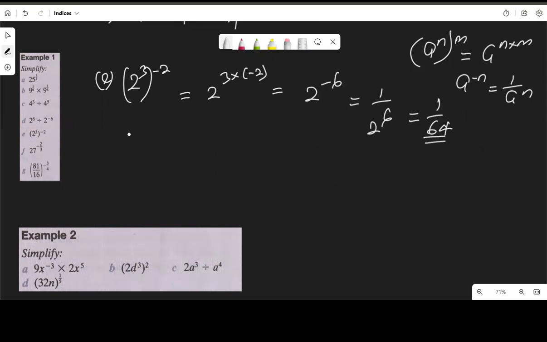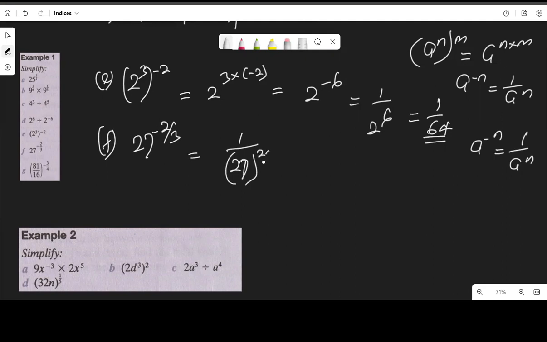And question F, we have 27 to the power of negative 2 over 3. Let's remove this negative index first. This will be 1, that is, if I apply the law that says a to the power of negative n is 1 over a to the power of n. If I apply the law here, that will be 1 over 27 to the power of 2 over 3.